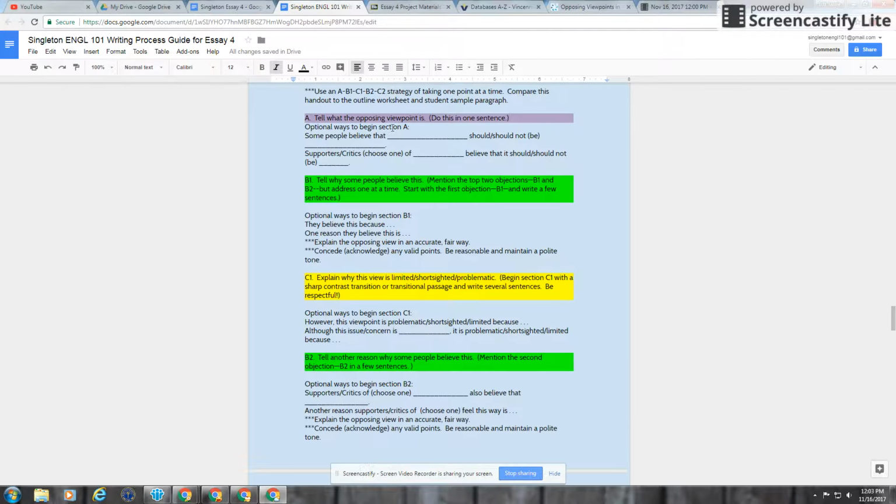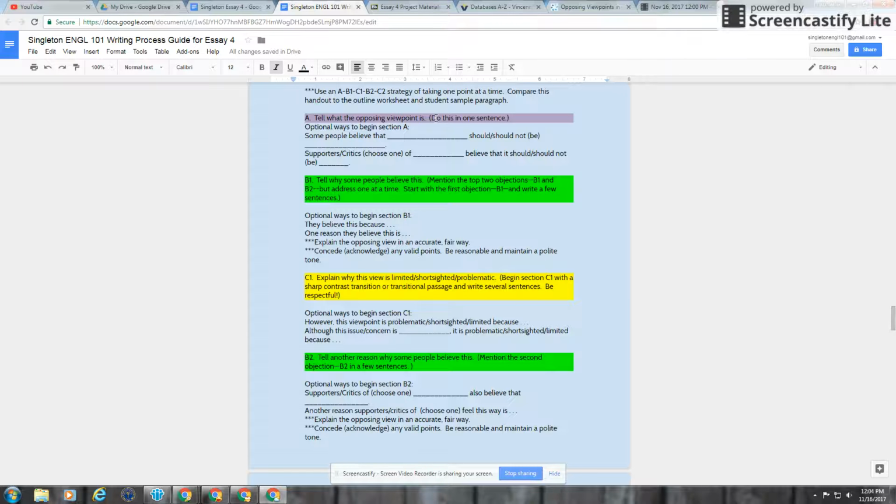So you're going to start off your paragraph and you're going to A, tell what the opposing viewpoint is. You're going to do that in one sentence. So you might say some people believe that blank should or should not be blank, or supporters or critics of blank believe that it should or should not be blank. So you're stating the counterclaim in the first sentence.